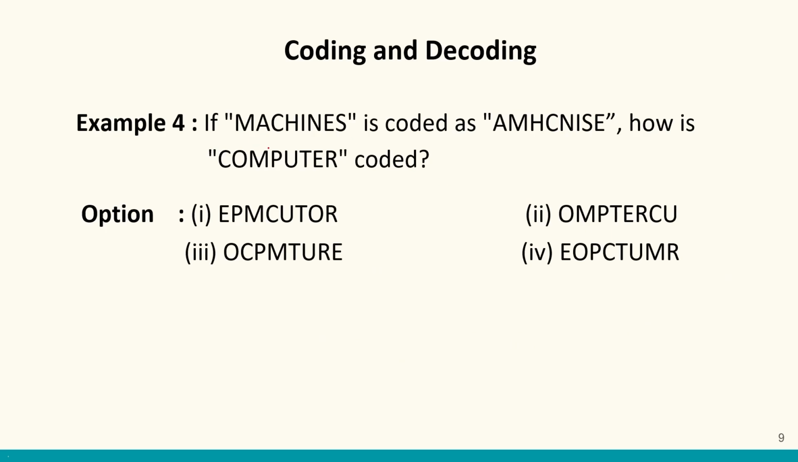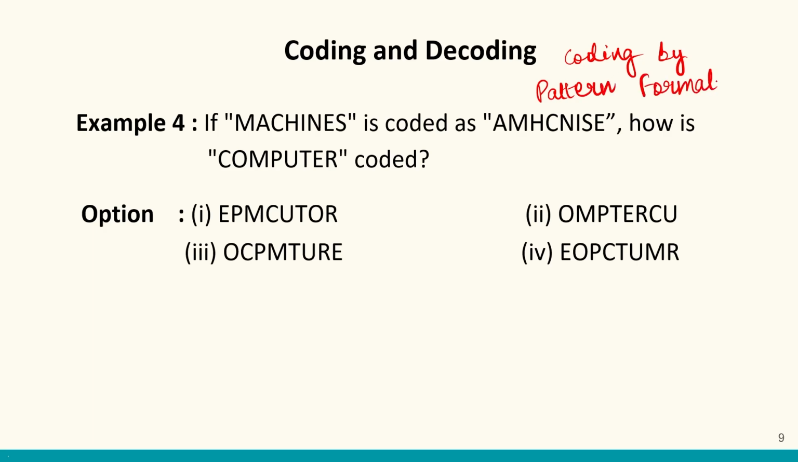Then over here, machines is coded as this, and how is computer coded? Over here, I can see that the letters in machine, like MACH, I can see them over here also. Because they are the same letters, I am assuming this is coding by pattern formation. This is a type of coding and decoding that we learned in the previous class.